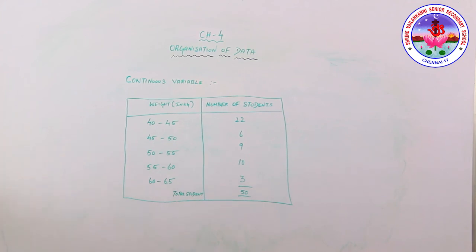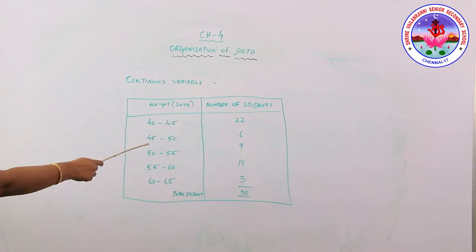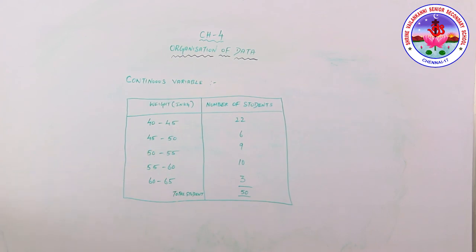That's why in this table, the first column is measured as weight in kg, and the second one is the number of students. For the class interval from 40 to 45, the number of students is 22; 45 to 50, it's 6; 50 to 55, 9; 55 to 60 is 10; and 60 to 65 is 3. So the total number of students is 50. We'll be calling it a continuous variable: the variable which can take all the possible values, like integral as well as fractional.